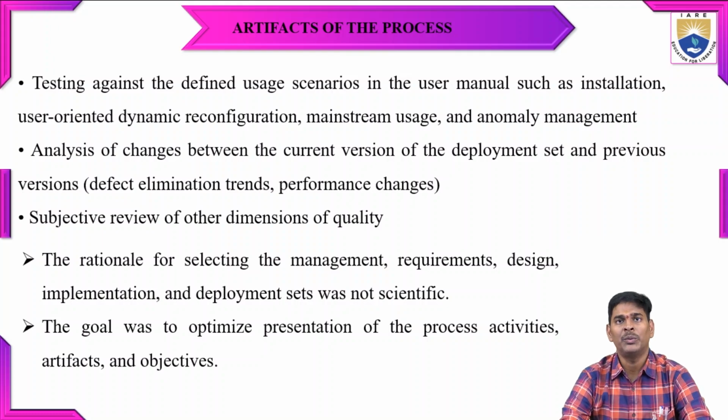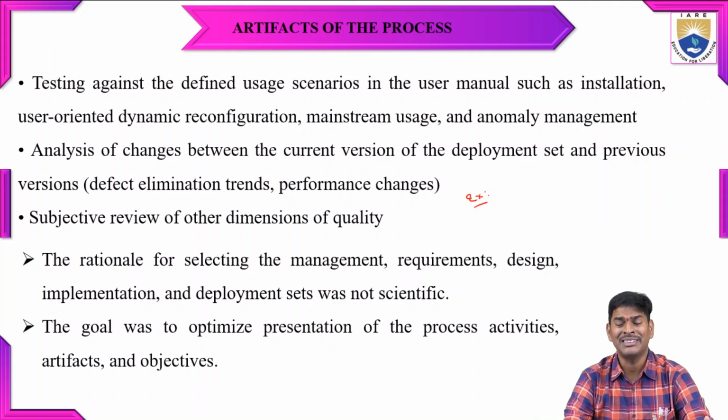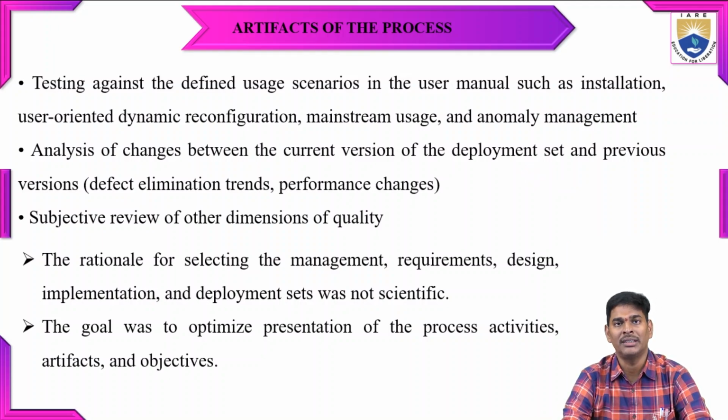And also they need to test different types of usage scenarios based upon the user manual. For example, if you are purchasing a product like a washing machine or refrigerator, first we check the user manual. In the user manual, if it is a DIY, that is do it yourself, they give clear instructions on how to install, configure, and maintain the product, and how the information can be utilized to install that particular product. So this testing mainly depends upon the user manual. In the manual, they can have installation and user-oriented dynamic reconfiguration, mainstream usage, and anomaly management.